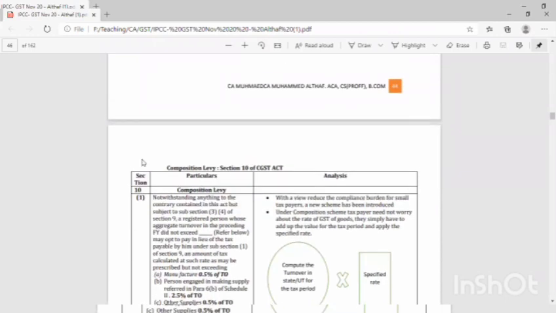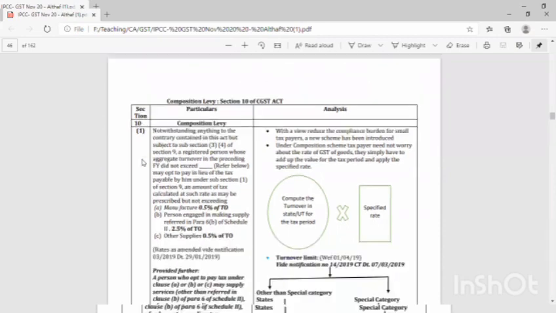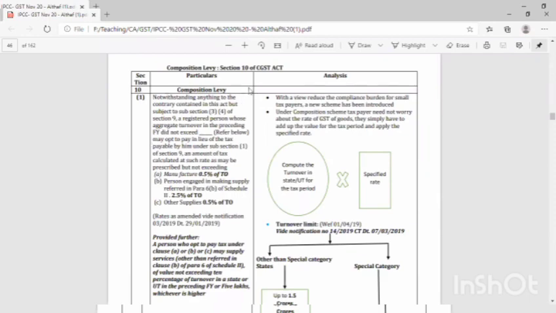Next one is composition levy, section 10. You can expect questions from this area. The reason is that they made a recent amendment on this, but they couldn't ask it in the exam because the exam got postponed. I'll tell you the background. Composition levy was introduced with a view to help small taxpayers, meaning those whose turnover does not exceed a specified limit.